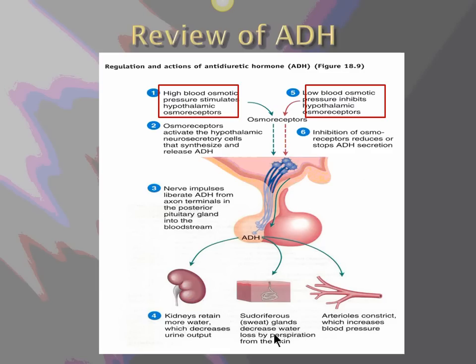Sweating is also decreased, and your blood vessels constrict, so blood pressure, which was raised, is brought back to normal. So you can see how ADH is acting. However, if your blood volume is adequate and your osmotic pressure is low, then ADH will not be secreted and all of these actions will not occur, and you'll pass more urine.